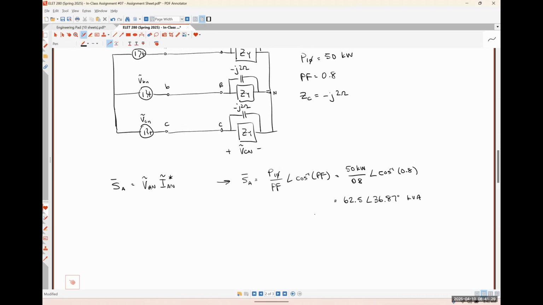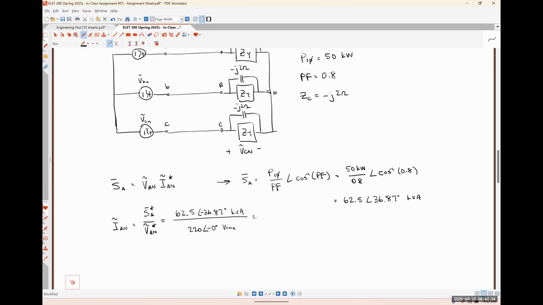kilovolt amperes. And now I can rearrange this expression over here to find that IAN is going to be just SA conjugate over VAN conjugate, right? All I did was divide both sides by VAN and then take the complex conjugate of both sides, because as we learned when we were talking about our single phase system, the conjugate of the conjugate is just the original thing itself, because we're just switching the sign on the angle and then switching it right back. So that's going to look like 62.5 with an angle of 36.87 degrees kilovolt amperes. Sorry, and that angle should be negative because I needed to do the conjugate, divided by 220 angle negative 0 degrees volts RMS.